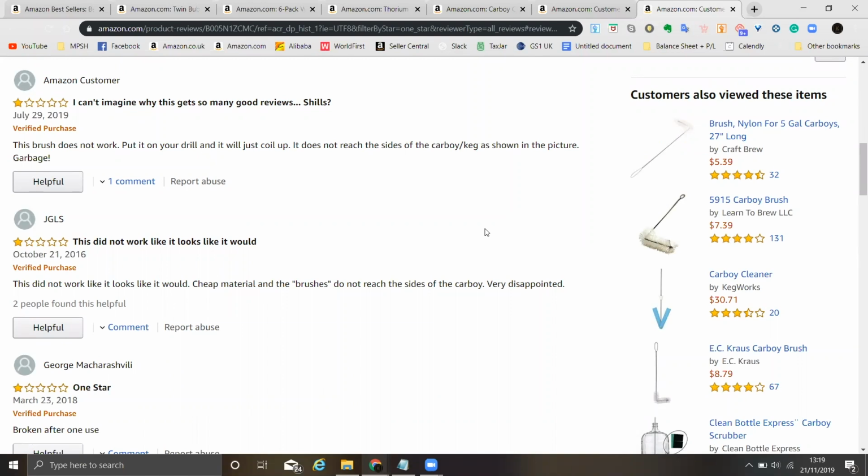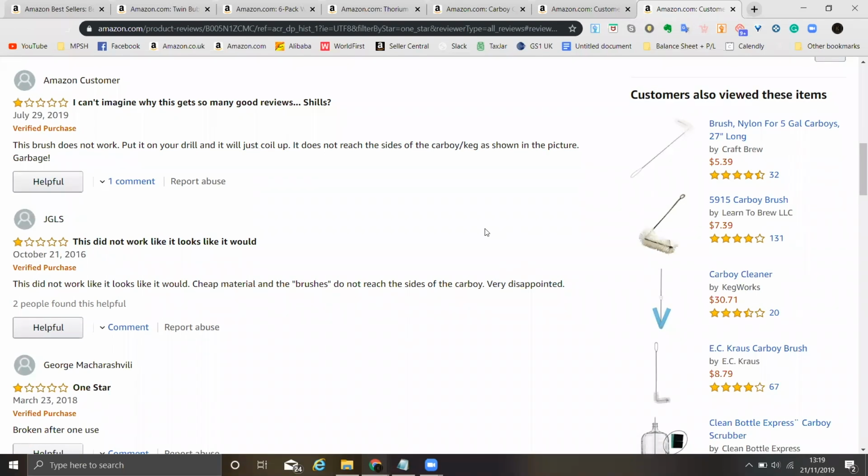It does not work. Put it on your drill and it would just coil up. It does not reach the size of the carboy keg. So again, when you're testing this product, getting a sample of it, you'd want to make sure that this item does what it's supposed to do, and doesn't have problems like this person saying that they didn't actually talk about the size of their carboy. That could be something to consider.